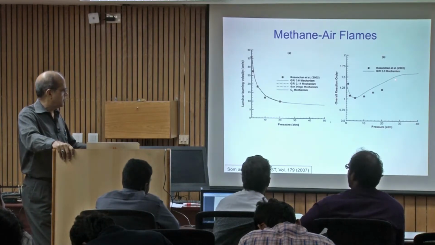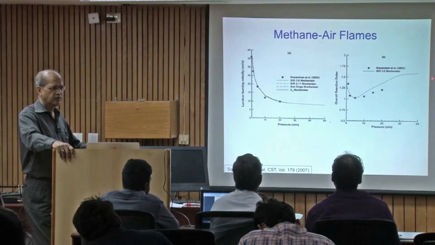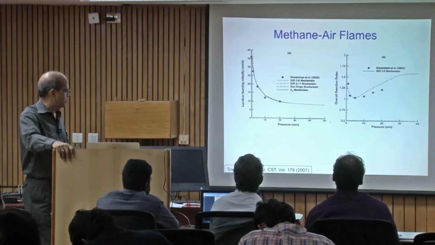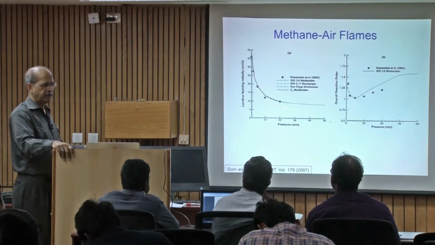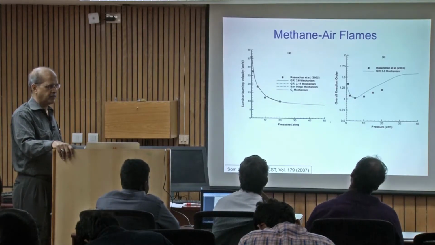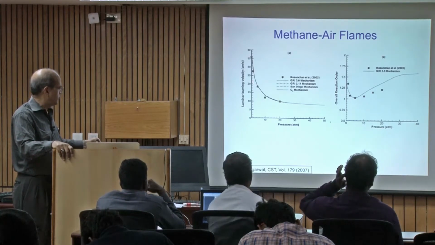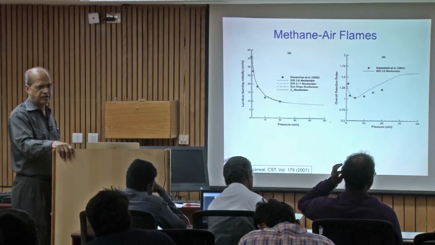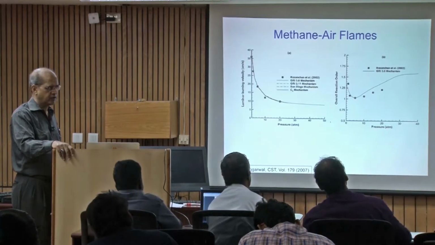Only at very high pressure, reaction order is becoming, what is the value? About 2. So when the reaction order becomes about 2, then the flame speed becomes almost independent of pressure. So this is only observed at very high pressure, that the flame speed is independent of pressure. At moderate pressure, it decreases a lot with pressure. That's the effect which can be observed for all kinds of fuels, not just methane.